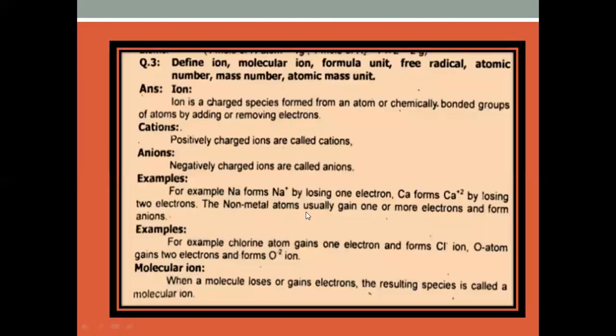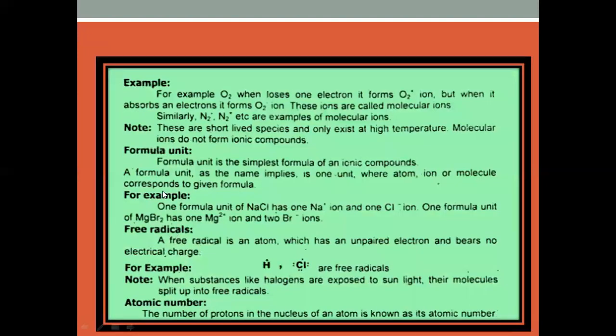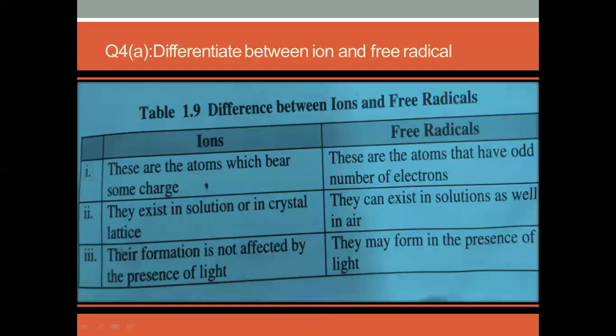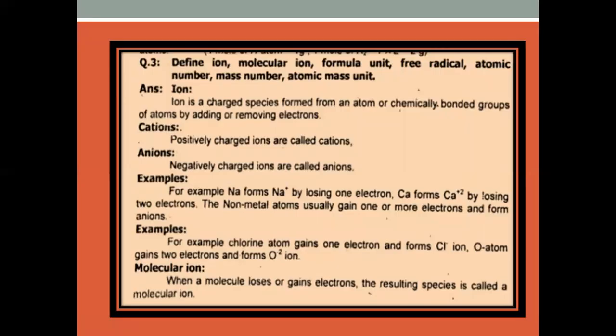Question number 3: define ion, molecular ion, formula unit, free radical, atomic number, mass number, atomic mass unit. We did all of these before, but only by writing the definition. We have to give examples, for anion, for cation, for molecular ion, for formula units, for free radical, atomic number, mass number, atomic mass unit. I already explained all these, okay? So I'm just giving a quick review.